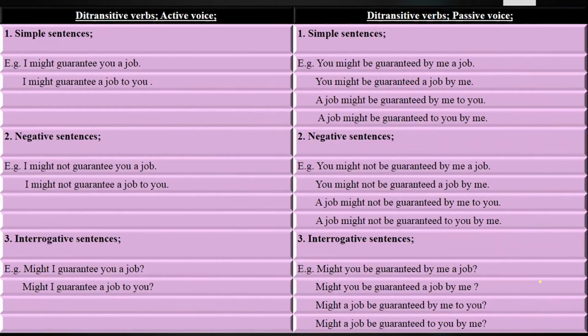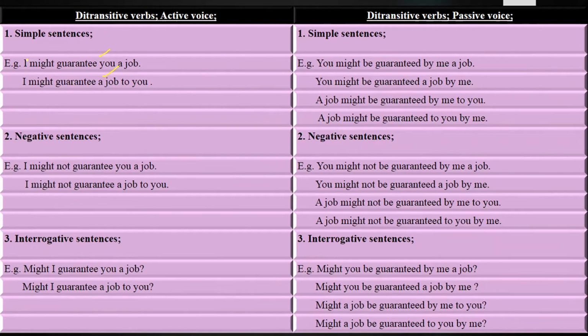So this is the way to change it from active voice into two ways. Our main target is how we are going to change it from active voice into passive voice, that we will be discussing. But before starting it, we will look at the sentences of direct speech: I might guarantee you a job, I might guarantee a job to you. Now the main target, how we are going to change it from active voice into passive voice.